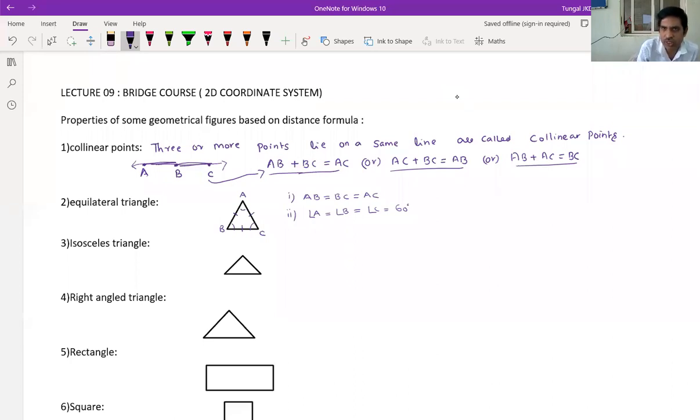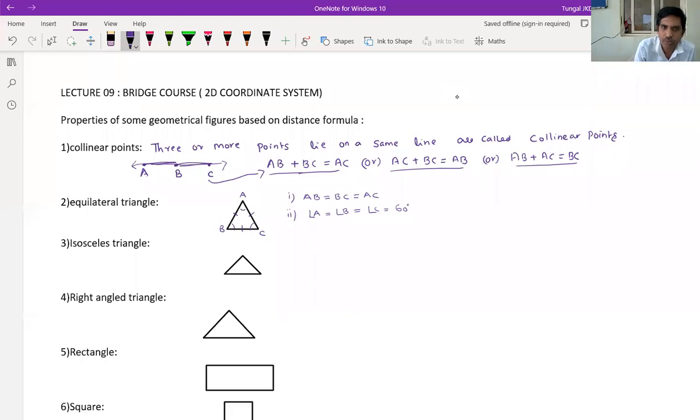So to verify using the distance formula that the given points form an equilateral triangle, the formula is AB is equal to BC is equal to AC. Alternately, one more, given angles, each angle is equal to 60 degrees.